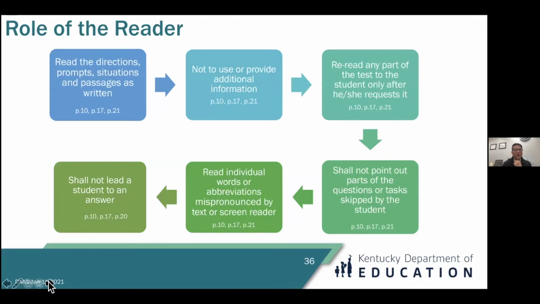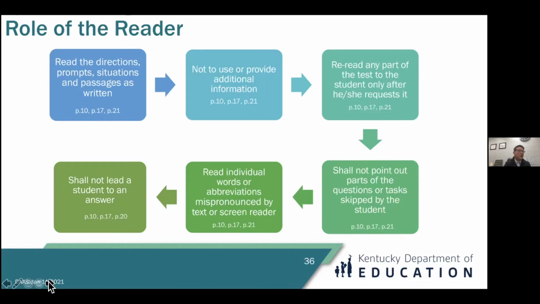So the role of the reader here is something that we need to look at for just a minute. Let's dive a little bit deeper. Any reader must read the directions, prompts, situations, and passages as written, okay? A reader may not use or provide any additional information, even if requested by the student. You can reread any part of the test to the student only after he or she requests it. So the student has to request it. And then you shall not lead a student to an answer.